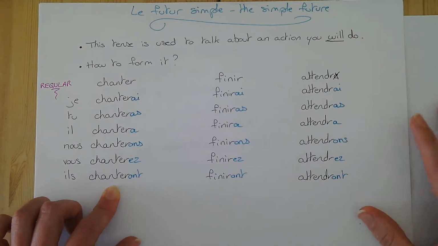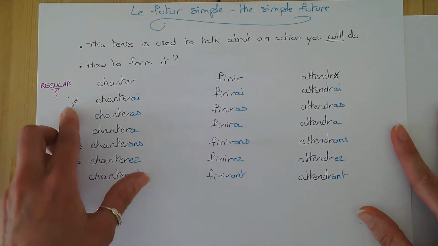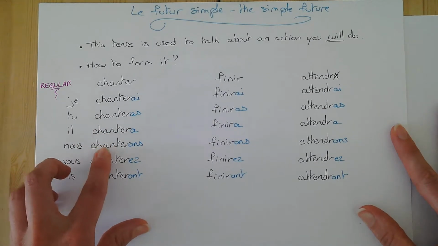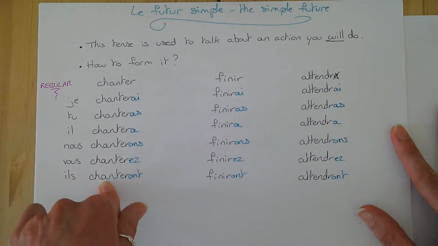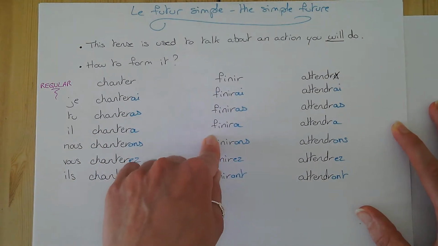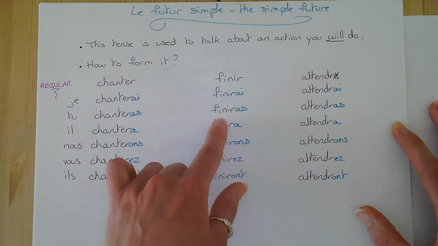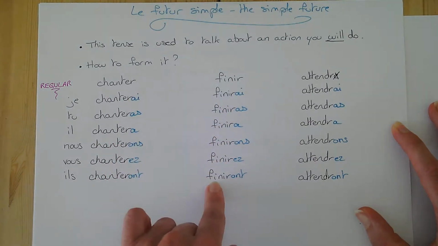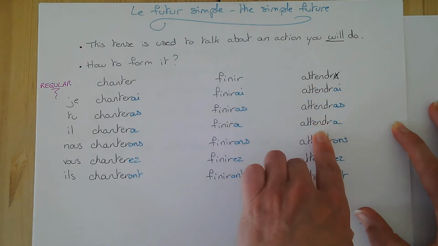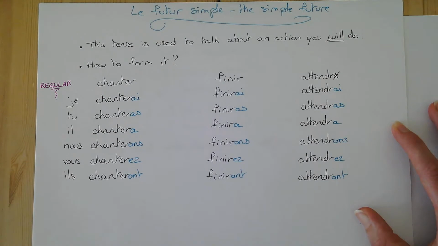So if I translate that now, that means I will sing, you will sing, he will sing, we will sing, you will sing, they will sing. If I go on the second column, I'm not going to do all the column, but that's I will finish, you will finish, he will finish, etc. And finally, I will wait, you will wait, he will wait, etc. all the way down.